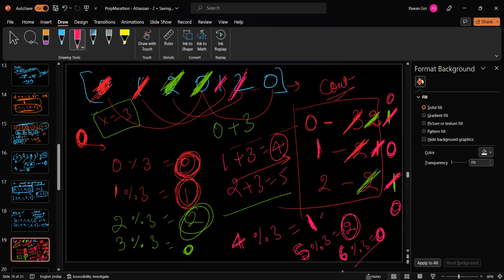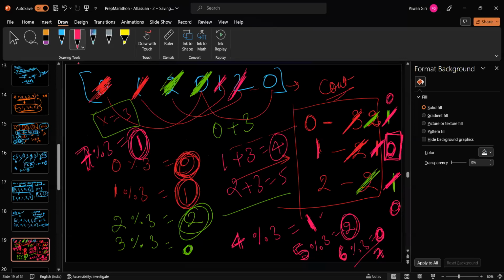So 6 is done. Now the next value is 7. Can you get 7? Let me rub some space and create some space. So we want to get 7. 7 modulo 3 is 1. Is 1 present? No. Now there is no more 1 left, so you cannot get this 7. So the maximum value of MEX that you can have for this array is 7.